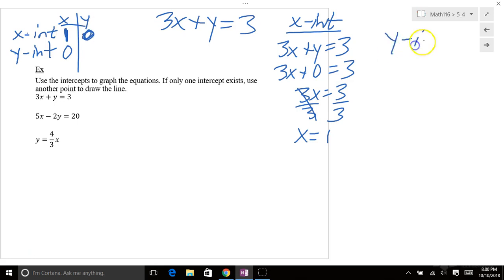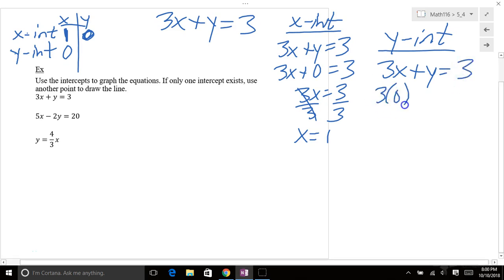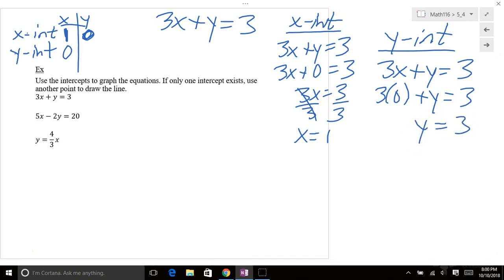Now we're going to find our y-intercept. Remember, we only need 2 points for a line. That's all we need. So to find our y-intercept, now we're going to let our x be 0 this time. So y equals 3. When x is 0, y is 3.